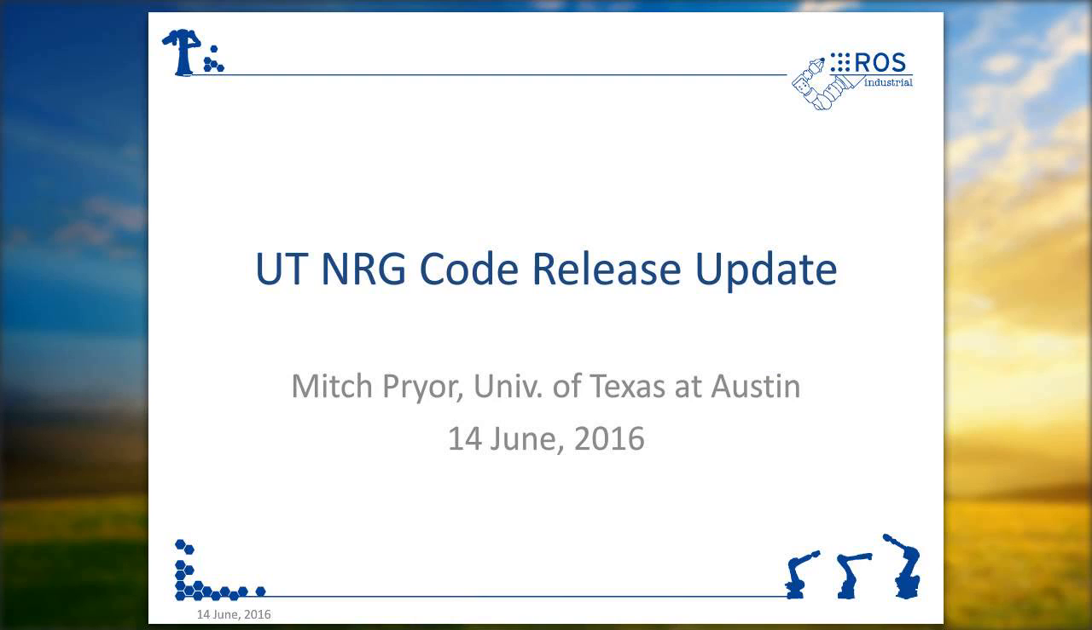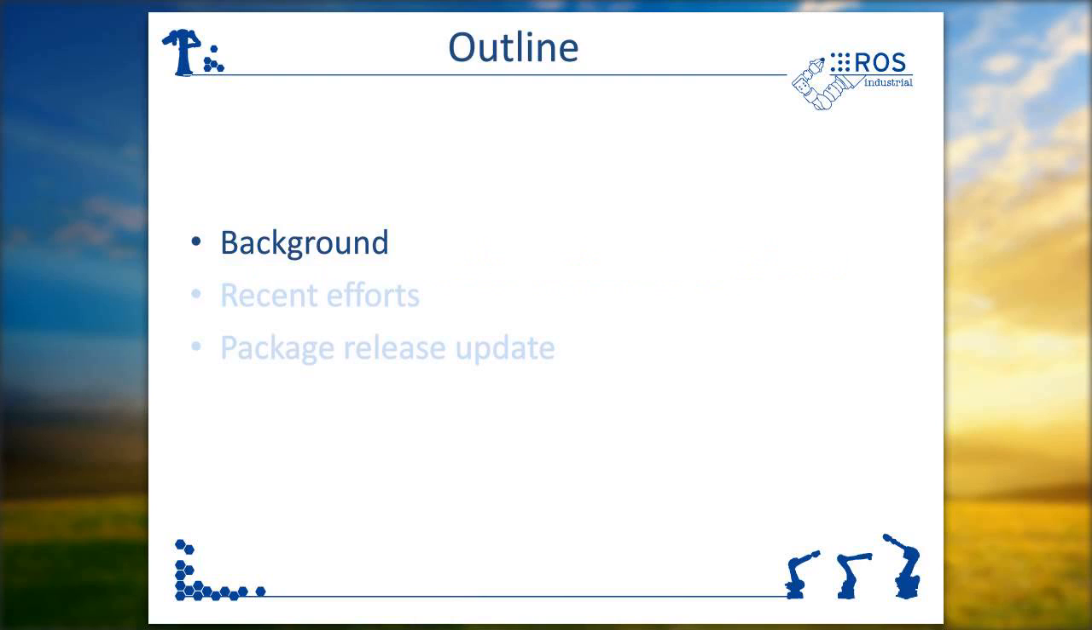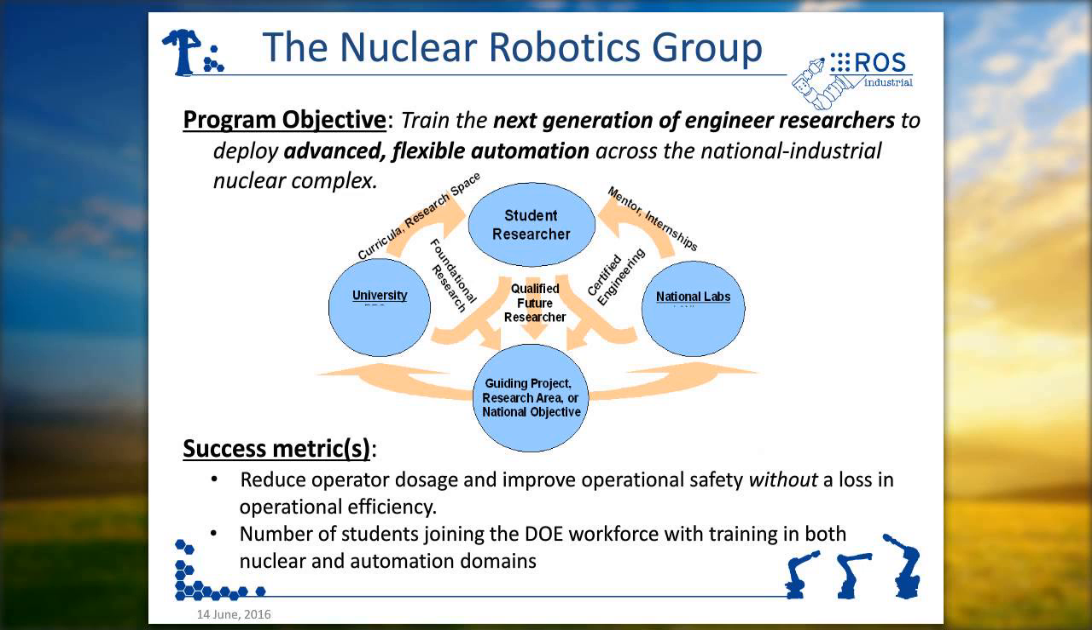So just a quick introduction to who I am, Mitch Pryor, and UTNRG actually stands for the University of Texas at Austin Nuclear Robotics Group. Just as a quick bit of background, we started in 2008 and were created out of a frustration at Los Alamos National Labs that a group that certainly would want advanced automation capabilities to reduce the dosage for their operators was having trouble transitioning technologies from academia or even industry to meet their requirements. So we formed the Nuclear Robotics Group.